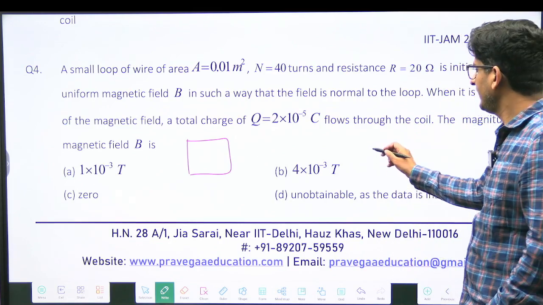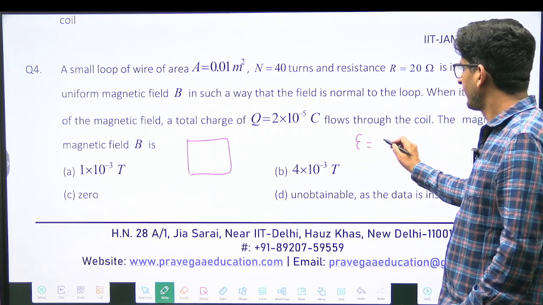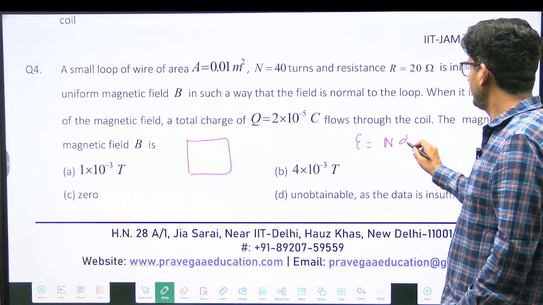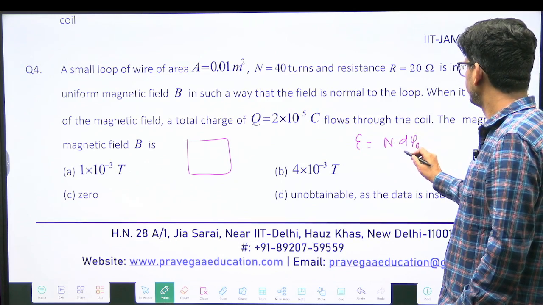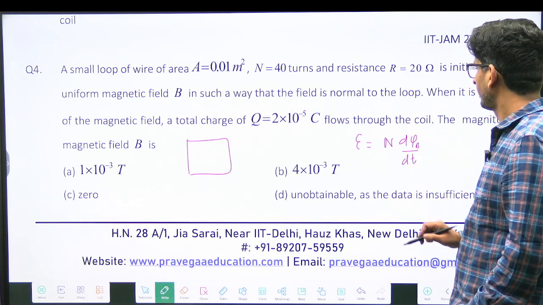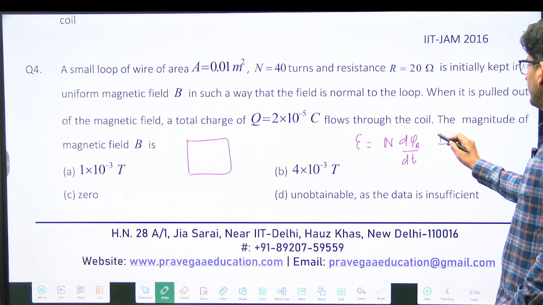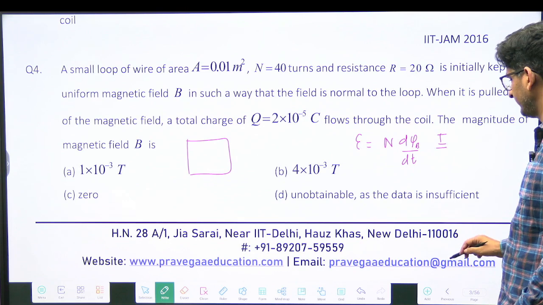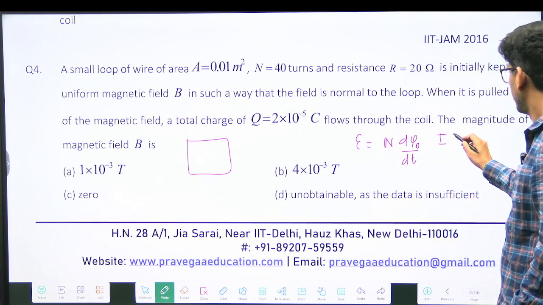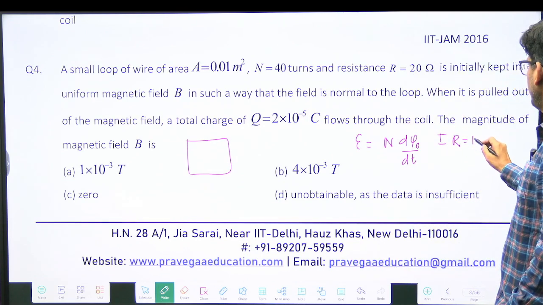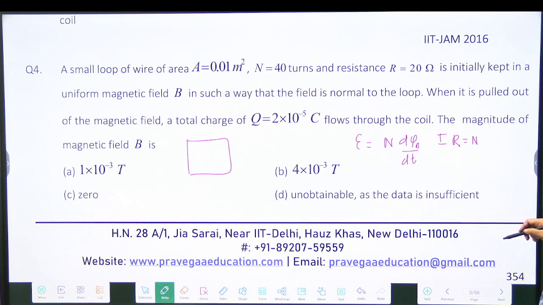So basically EMF is N dφ/dt. Yes or no? Yes. And it is I into R, into N dφ_B by dt, correct?